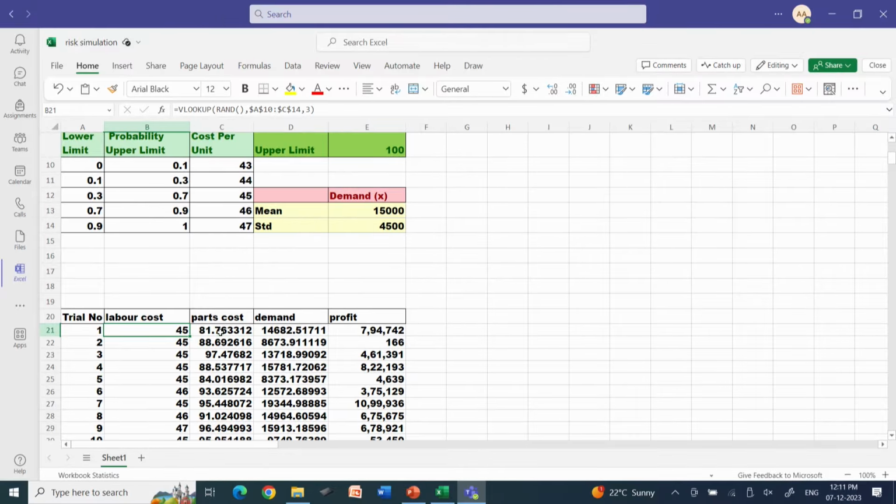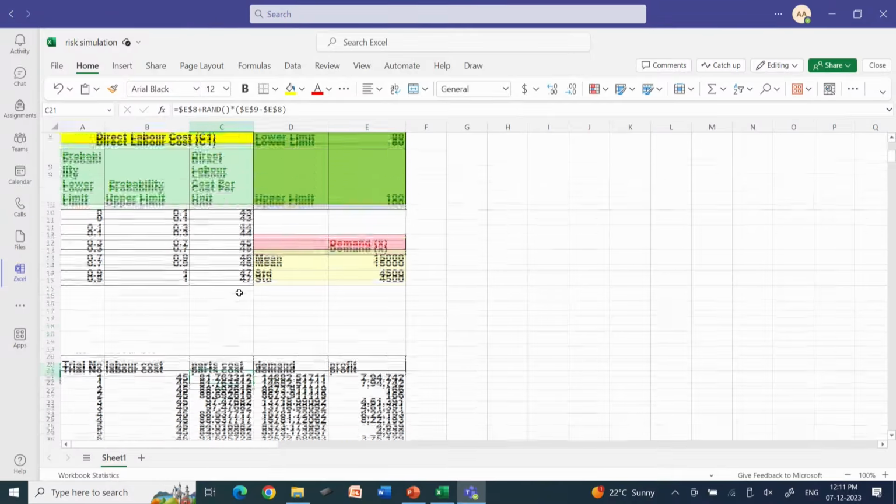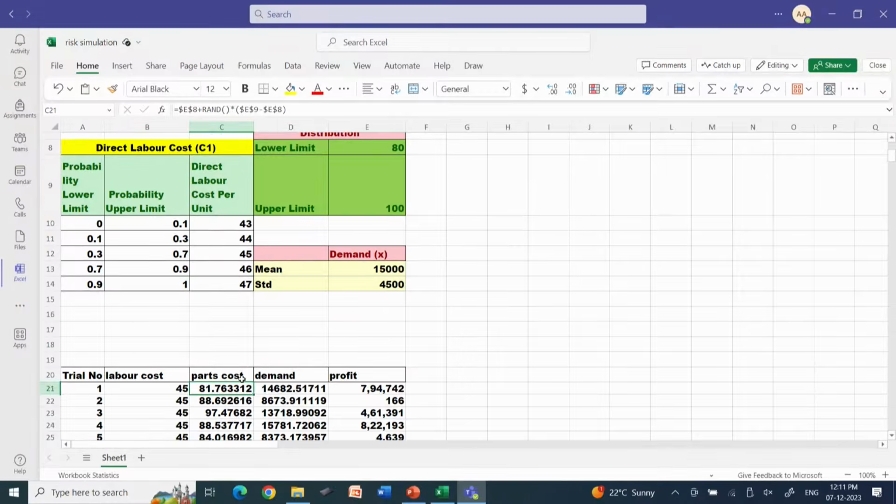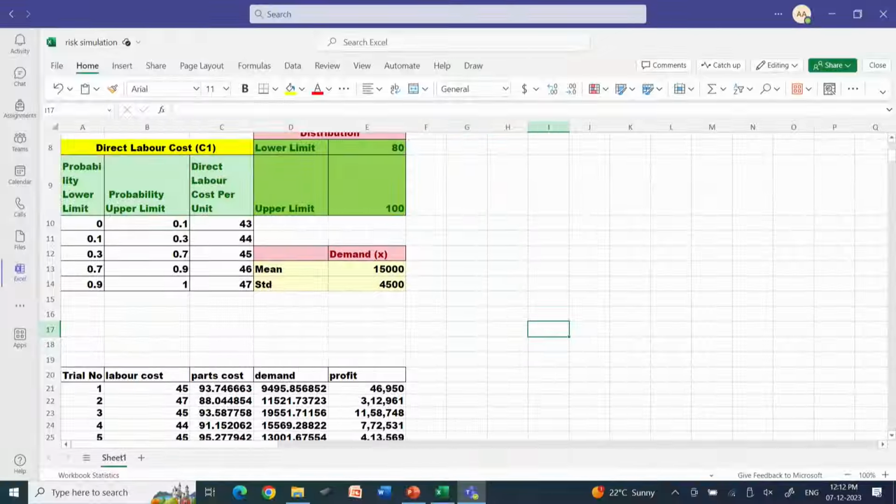The next one is the part cost. The formula for the part cost is the lower limit of that uniform distribution, that is given in E8. E8 is 80, plus random number multiplied by upper limit minus lower limit, that is E9 minus E8. Remember, here I have given the dollar sign because I have frozen it, as I am going to drag it. So, this is the way to generate the part cost. Here also, if you keep pressing F9, please note in column C the 81 will change. See, sometimes 83, sometimes 96, sometimes 93 and so on.